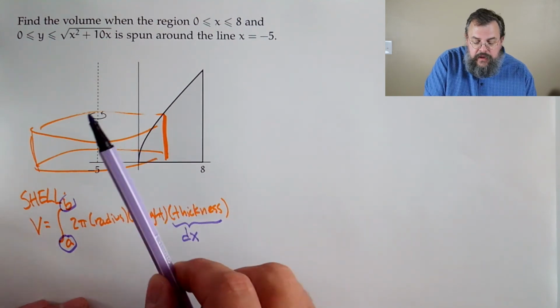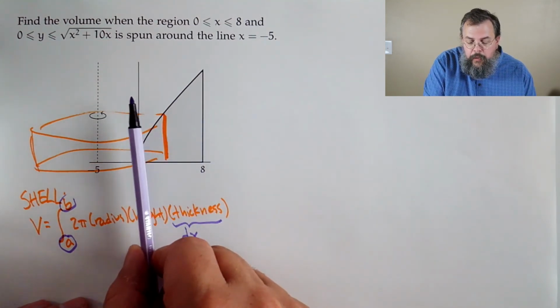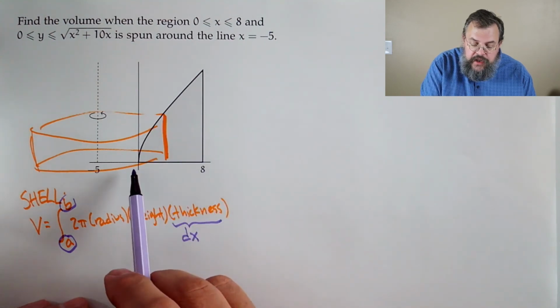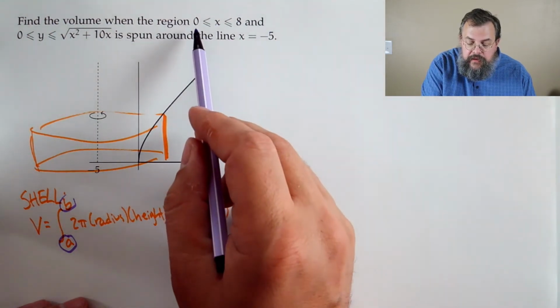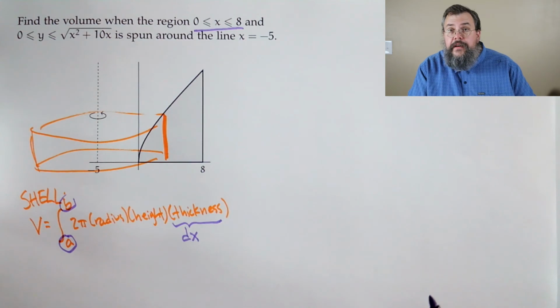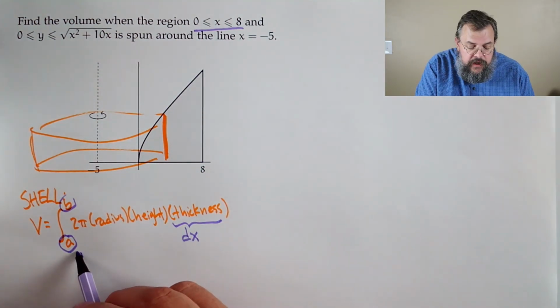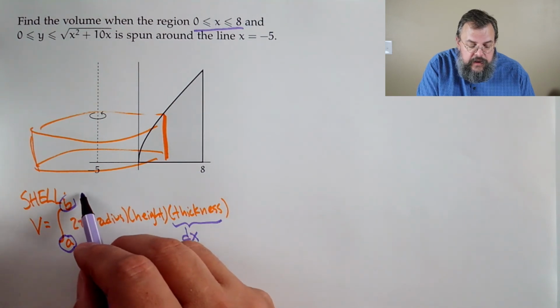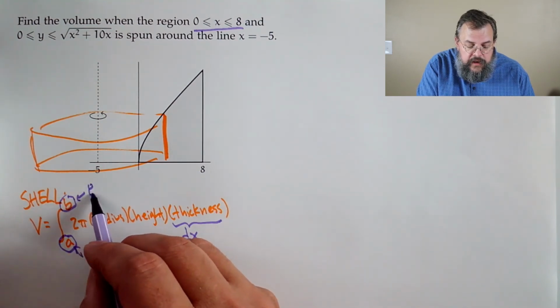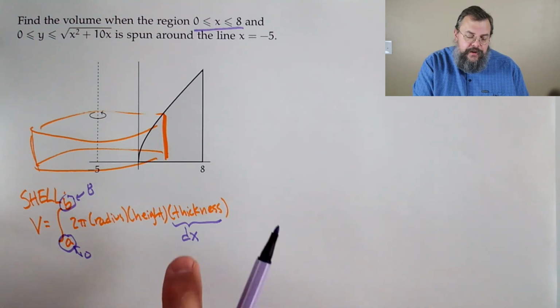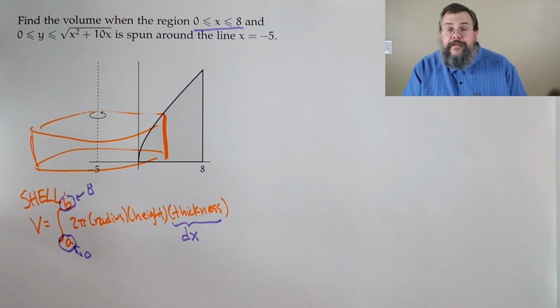So as we take our vertical slicing, where do we start and stop for x? Well, we can use the picture, 0 to 8, but we also see it right there, 0 to 8. All right, so we're going from 0 to 8. So start at 0 and end at 8. Good. All right, so now we have our bounds. We have our thickness. We're making progress.